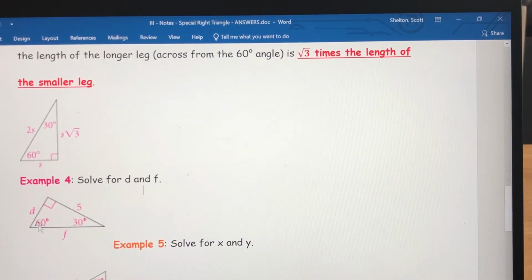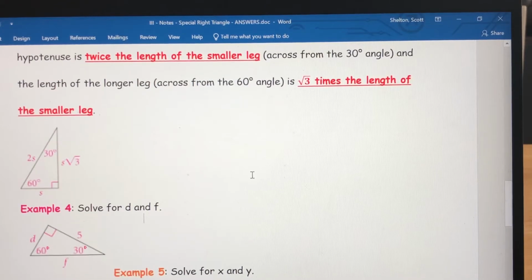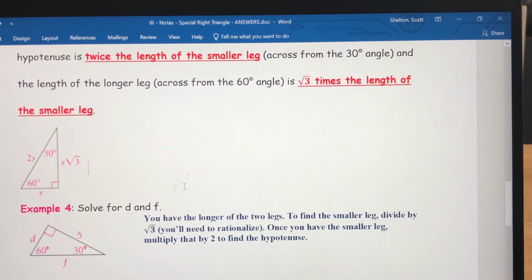In this case, we're given the side opposite the 60-degree angle, so it's the larger of the two legs, okay? Because we have the longer of the two legs, we need to find the smaller leg first. We're going to have to divide by radical 3 to do that. Most times you divide by a radical expression, you're going to need to rationalize, and we've gone over that previously. Once you have the smaller leg, then you'll be able to double it, multiplying by 2 to find f here, which is the hypotenuse.